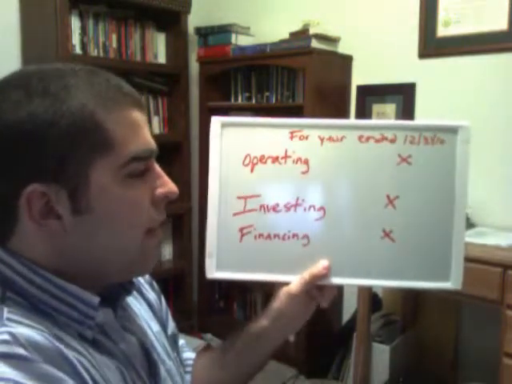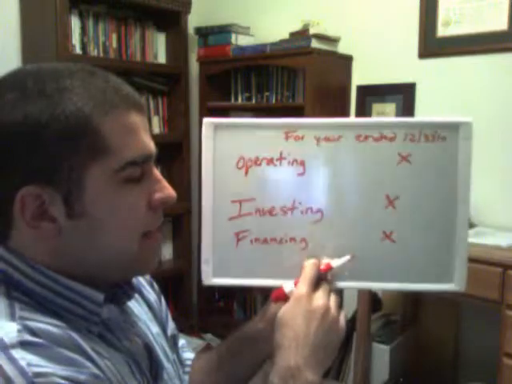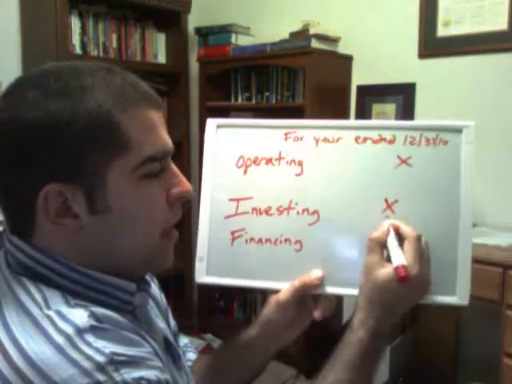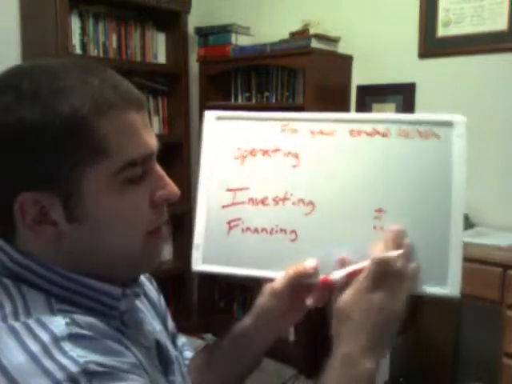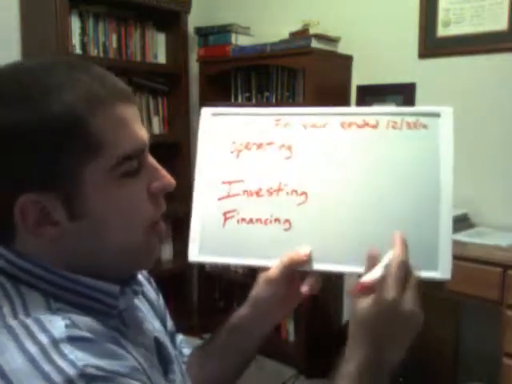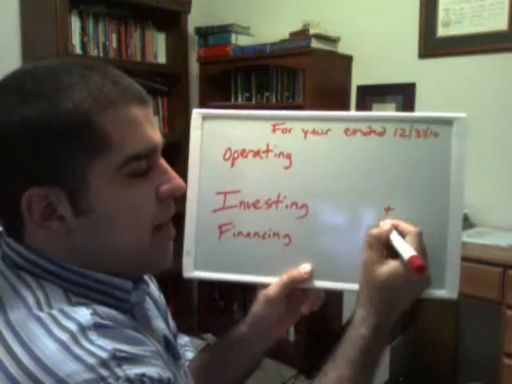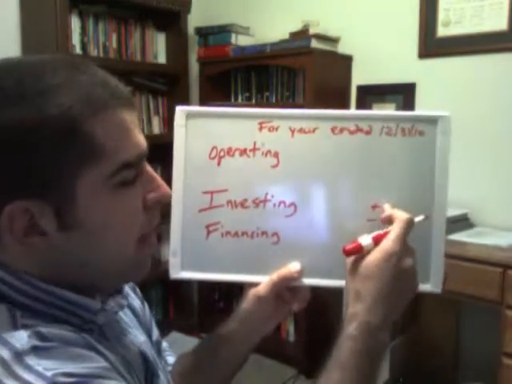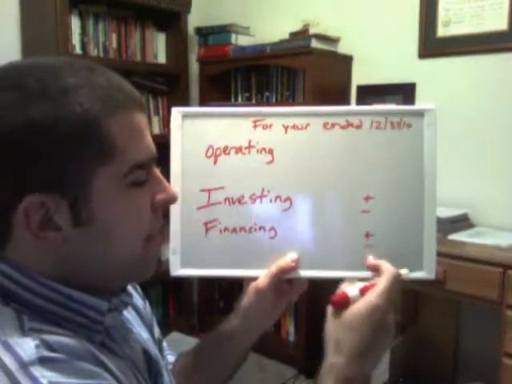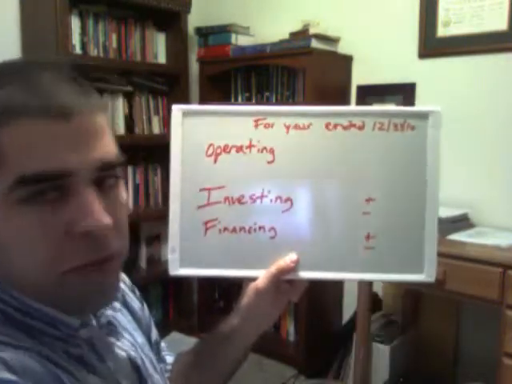So the easiest part is to look at investing and financing. And these are basically just the pluses and minuses. Let's erase these X's here, because those were just meant to correspond to the subtotals. So we'll have the pluses and minuses in each of these sections as we see money coming in from investing activities and money coming in and going out from the financing section.